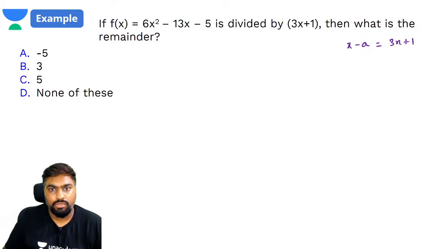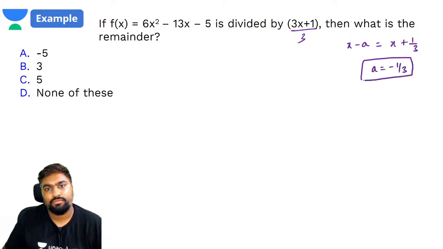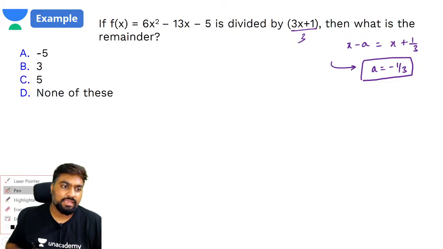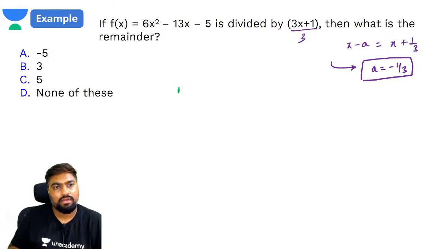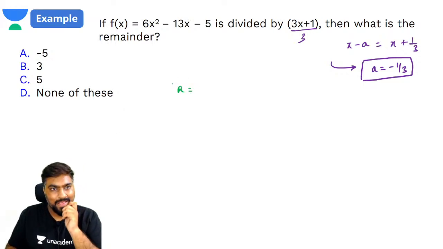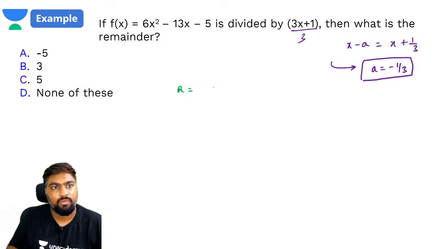Yeah, so what you can do here is easier to divide this entire thing by 3. So this will become x plus 1 by 3, so a becomes equal to minus 1 by 3. Yeah. So if a is minus 1 by 3, then our remainder r should be equal to what? 6 into 1 by 9 plus 13 by 3 minus 5.